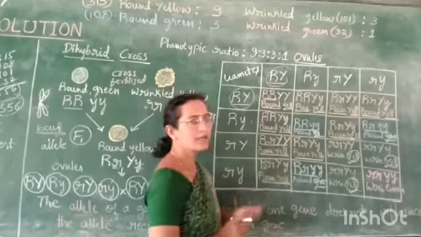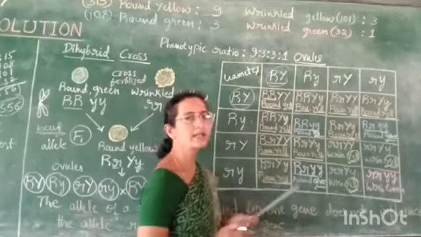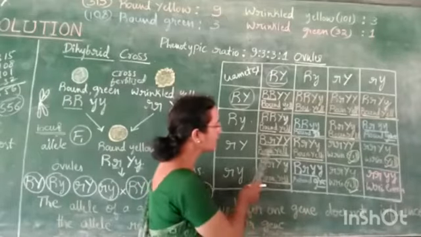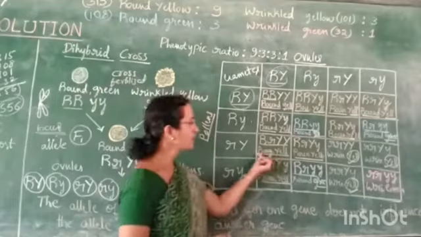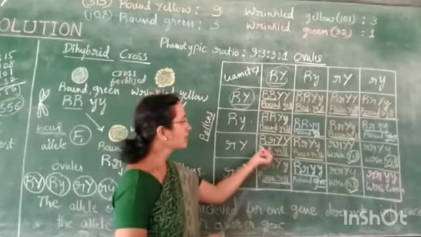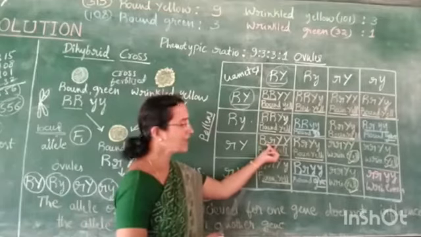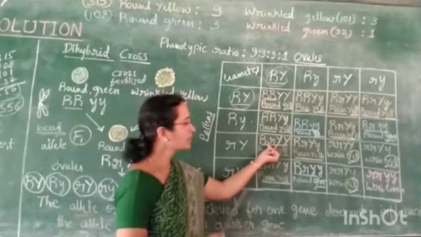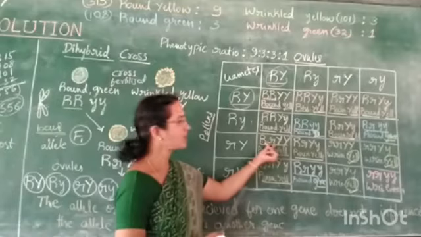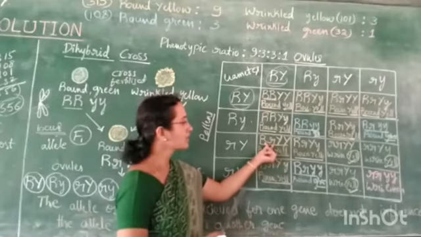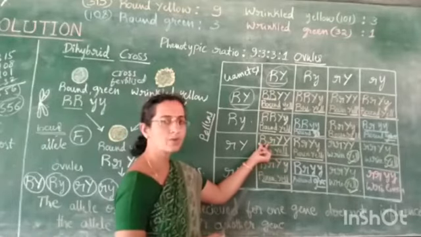This yellow color is dominant over the green color. Here you can see this plant is again round and yellow. The round gene is there, together with the wrinkled gene, but it is not showing the property of the wrinkled nature, it is showing the round nature only.